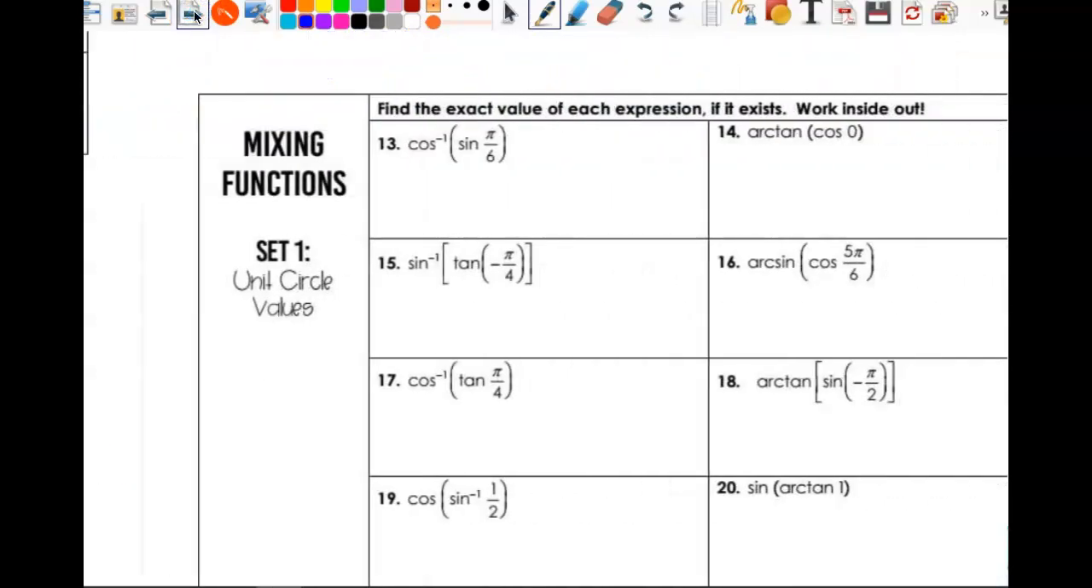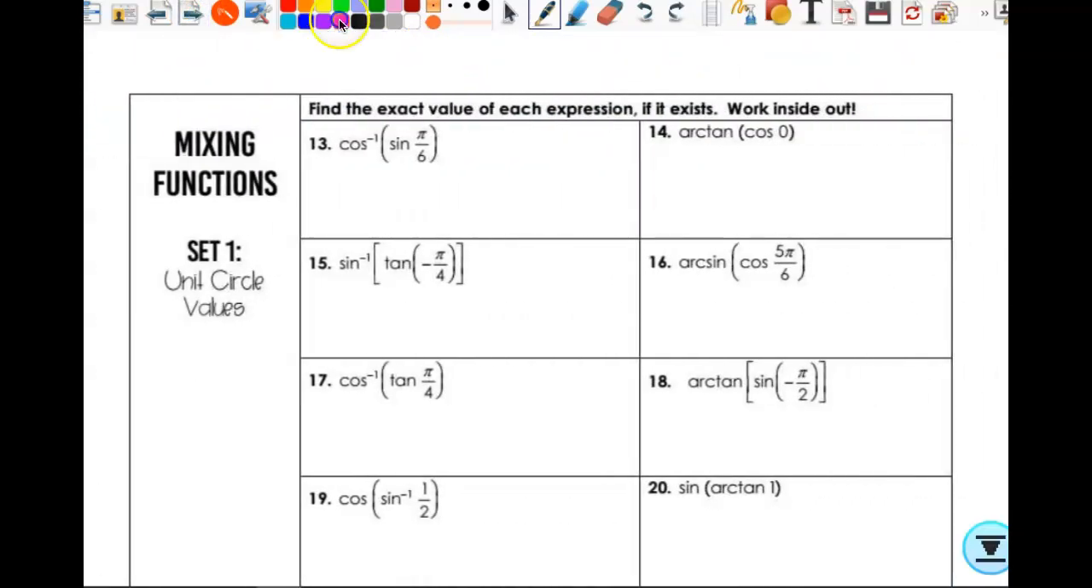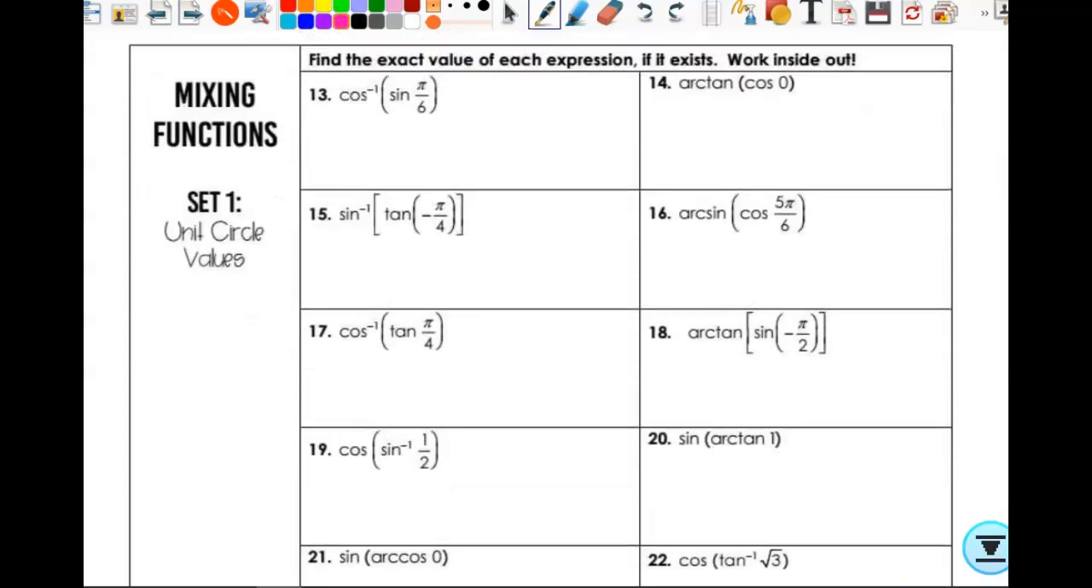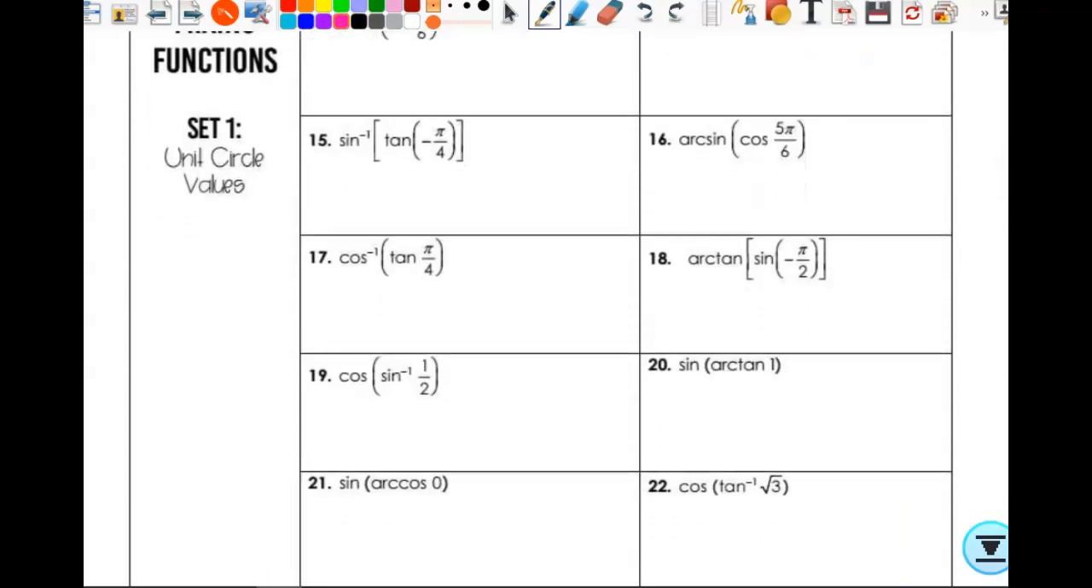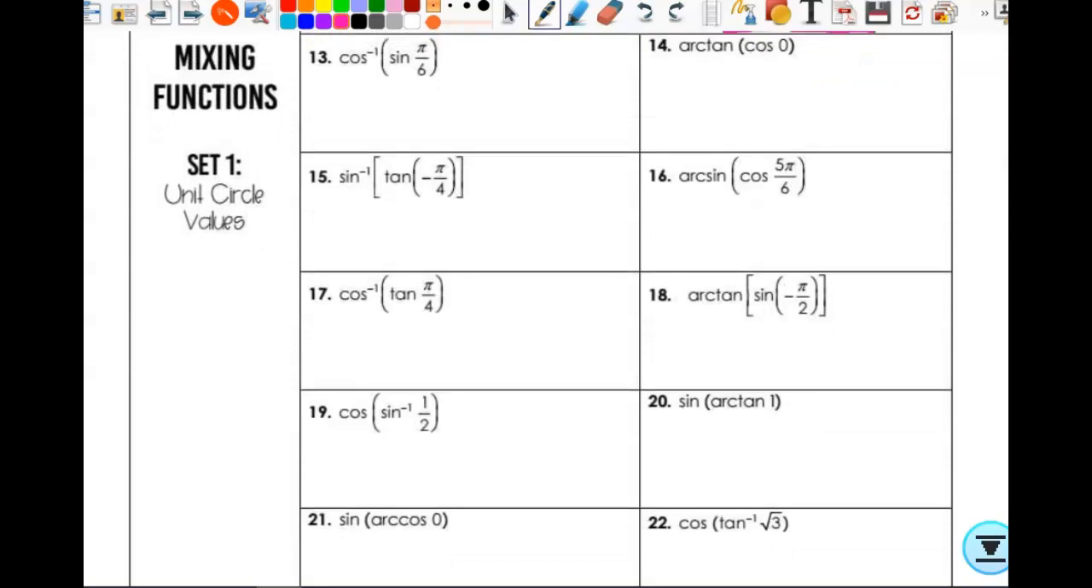All right, so let's look at this next part here. Okay, so now we're mixing them, which means you have to think through it and work from the inside out. So to find the cosine inverse of the sine of pi 6, I'm going to have the cosine inverse of, what is the sine of pi 6? 1/2, right? And then what angle gives me a cosine value of 1/2? Pi 3rds.